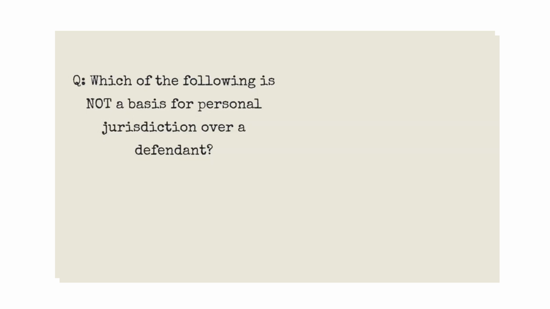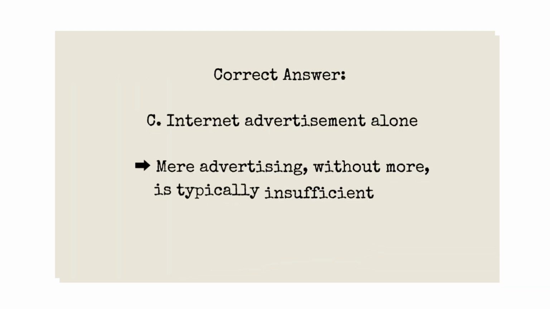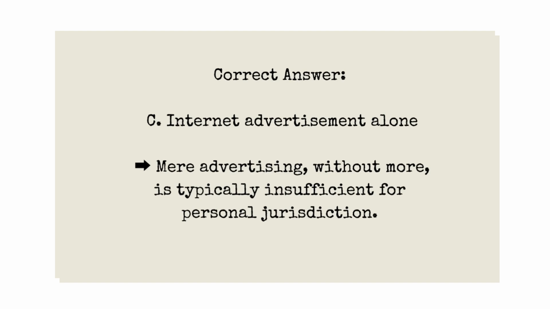Which of the following is not a basis for personal jurisdiction over a defendant? A. Consent. B. Physical presence. C. Internet advertisement alone. D. Domicile. Correct answer. C. Internet advertisement alone. Mere advertising, without more, is typically insufficient for personal jurisdiction.